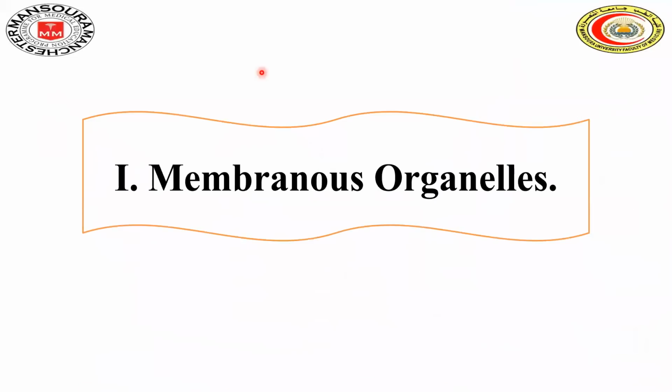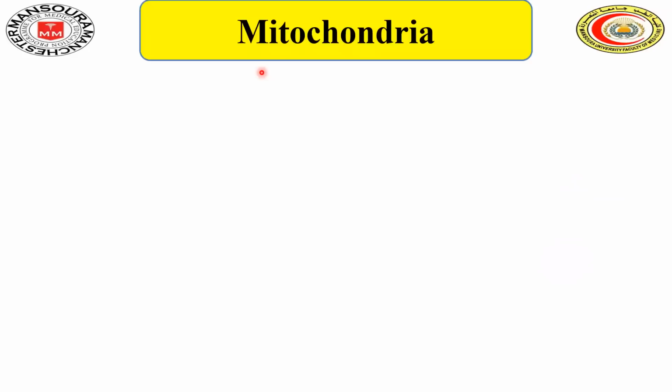Let's start with the membranous group, and let's have some little information about each organelle and its characters. The first membranous organelle is mitochondria. In order to discuss any organelle in general, we have certain points we need to cover. We will mention first the definition. What is the definition of this organelle? Simply, we can write the definition without any study.